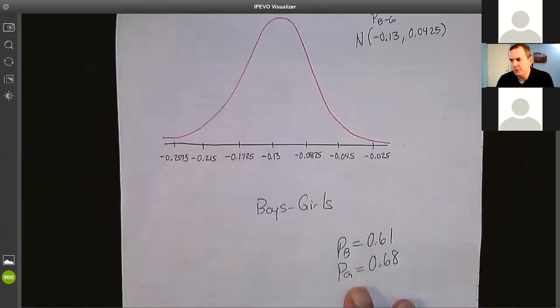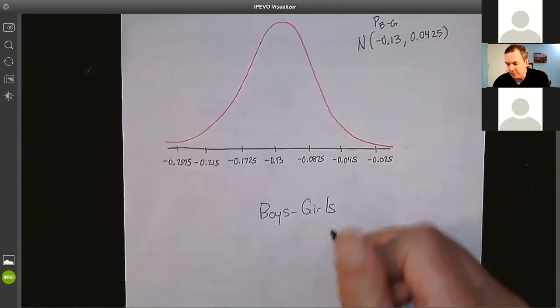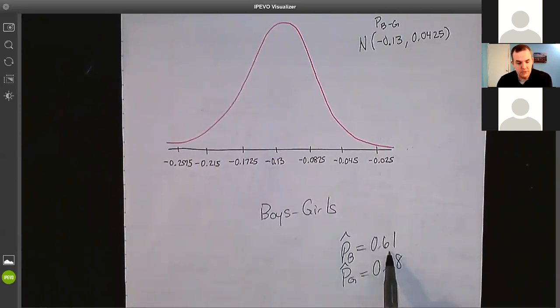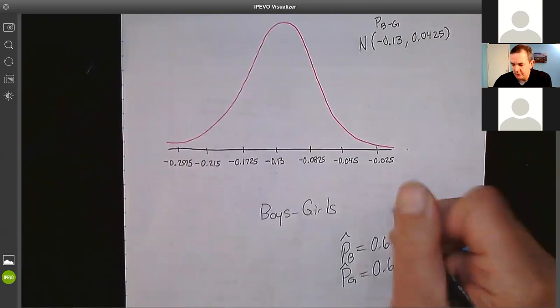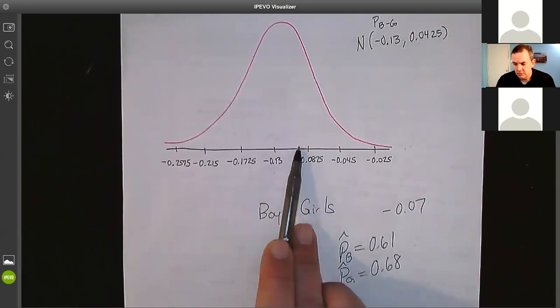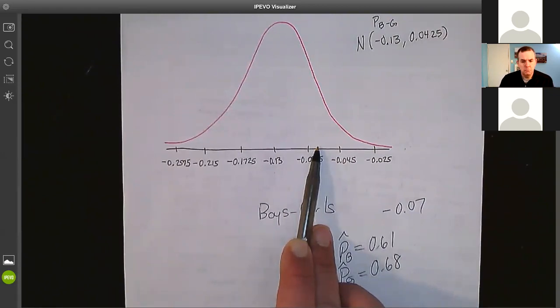So what's the difference between boys and girls here, in the sample that you would have gone out and pulled? 61% boys minus 68% girls, so it's negative 0.07, right? Where would that fall on my little curve? Right about here. Is that a surprising result to you if I'm here? Nope. So what that says is, hey, yeah, maybe you're telling the truth.